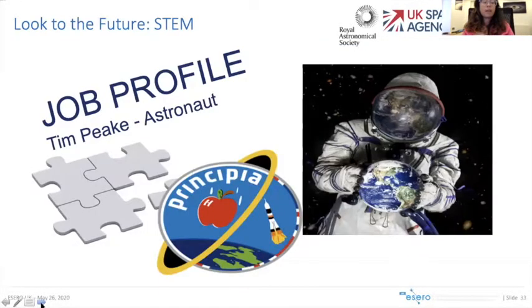And then we have things for older people, older young people. For example, the Look to the Future resource is to do with space careers, and does link into people like Tim Peake, but doesn't just concentrate on being an astronaut, because it's not just about being an astronaut, of course.